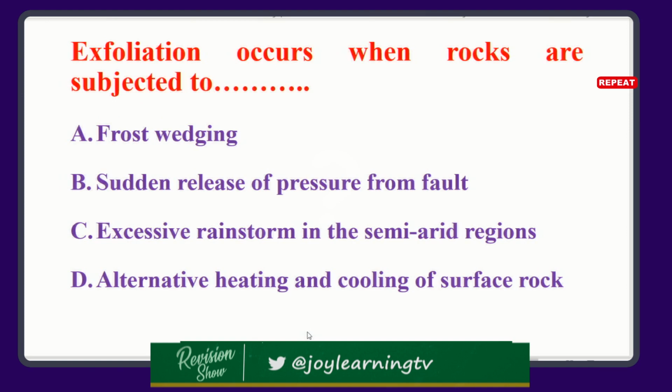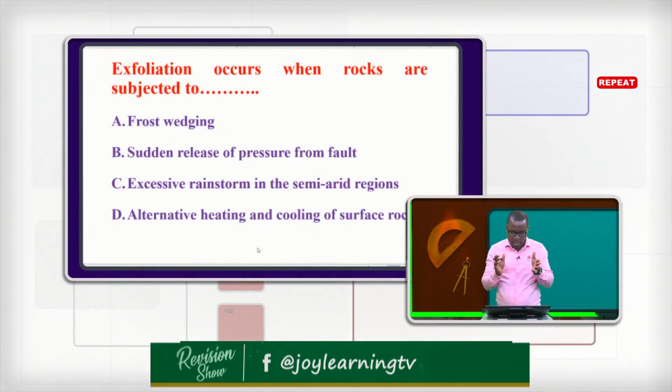The question is, exfoliation occurs when rocks are subjected to A, frost weathering, B, sudden release of pressure from fault, C, excessive rainstorm in the semi-arid regions, D, alternative heating and cooling of surface rock. Which one is the answer? The answer is D, alternative heating and cooling of surface rock. Excellent. Thumbs up.